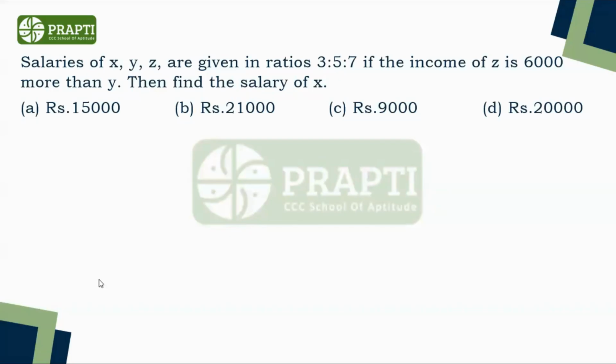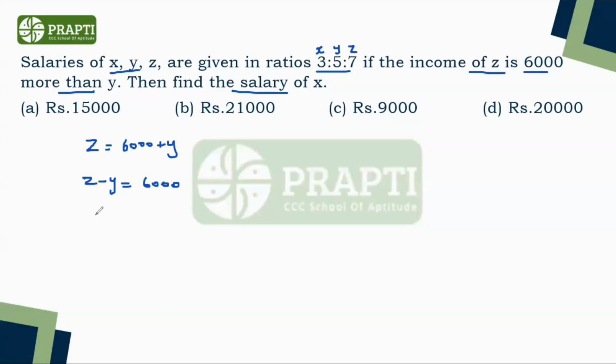So the next, salaries of X, Y, Z are given in the ratio 3:5:7. If the income of Z is 6,000 more than Y, then find the salary of X. So in this ratio, 3 is nothing but X, Y is nothing but 5 and Z is nothing but 7. Now, with respect to the statement, the income of Z is 6,000 more than Y. Got it? So Z minus Y is equal to 6,000.